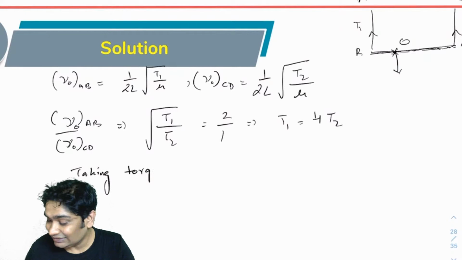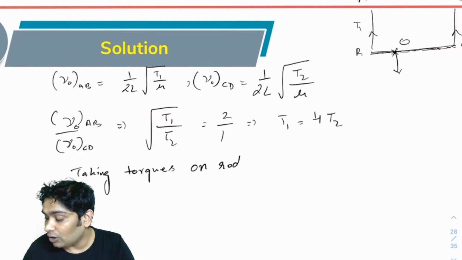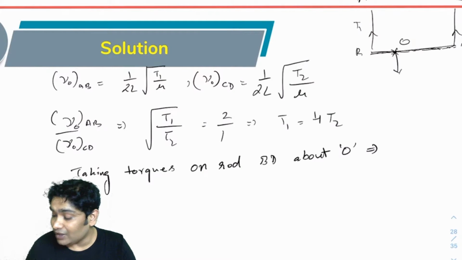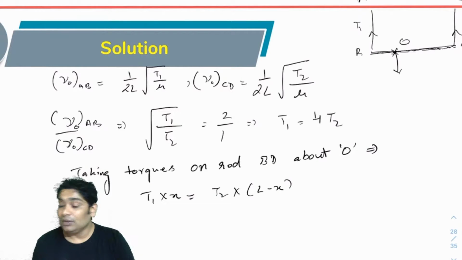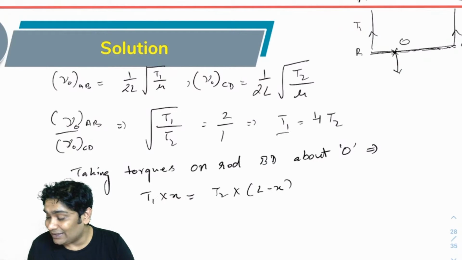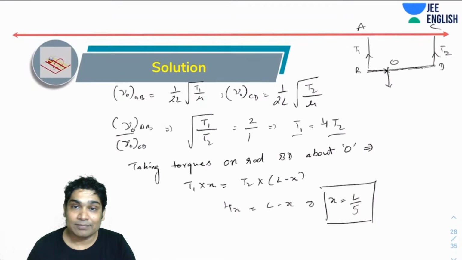So taking torques on rod BD about O, let's see what we get. What we get is T1 into X equals T2 into (L minus X). Now it is very simple. You replace T1 by 4T2, so that means 4X equals L minus X, which obviously gives you X equals L by 5. So yes, absolutely correct, you guys.